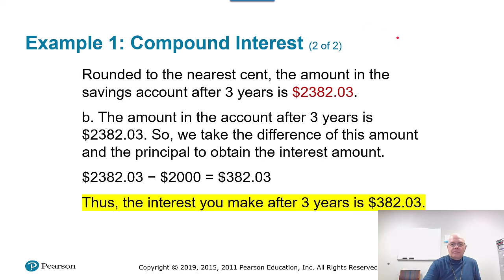Next, this was the amount we got right here. And the second part says, what's the interest? Well, we started with $2,000, so if we want the interest, take the amount, subtract the original amount, and there's your interest.